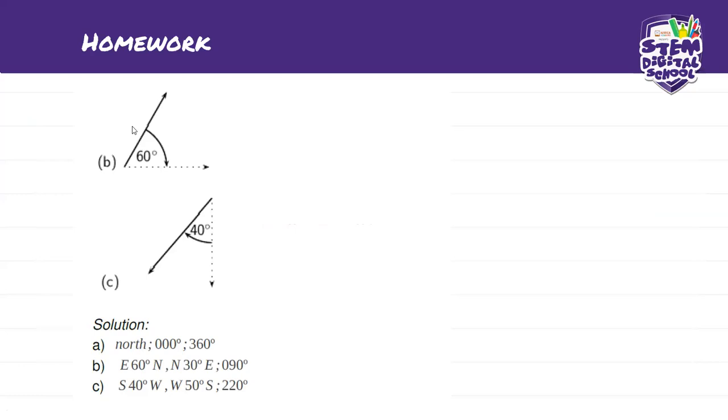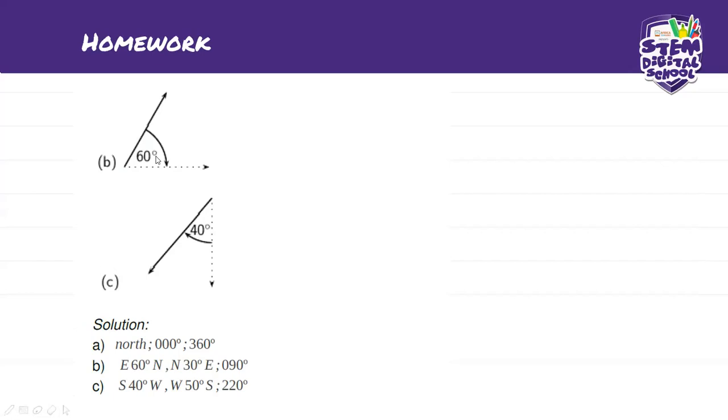And let's look at number B. Number B, we can actually say it's 60 degrees north of east, right? You can have the 60 degrees because this one is east of north, but it should have been north of east because this is the reference line, okay? Because this is east, right? North of east, basically. Okay.